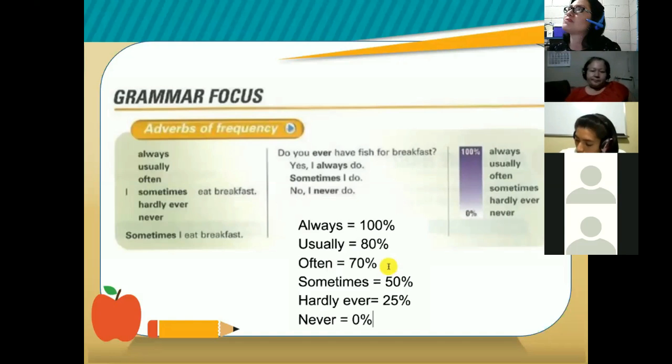I hardly ever, what? Drink soda, ¿verdad? I hardly ever drink soda. I try to avoid it. Soda is, you know, delicious. Es muy, muy deliciosa, pero también es muy dañina. Entonces, I try to avoid it. Trato de evitarlo. Entonces, I hardly ever drink soda.